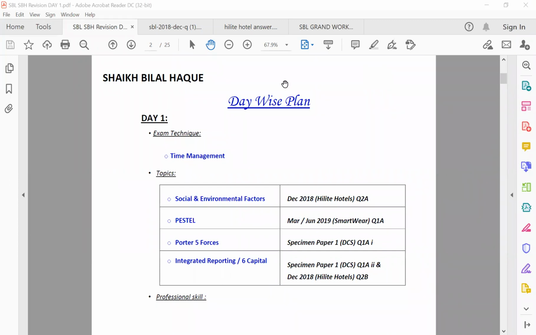Perfect. So in the last class, we were discussing the first day revision of the SBL examination, in which we did the basic topics of social and environmental factors. Then we went through the PESTLE analysis as well, in which we discussed the March and June, that is September, Smartware question. Now I need to tell you one thing.